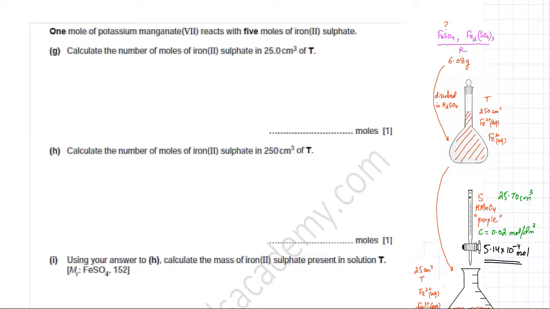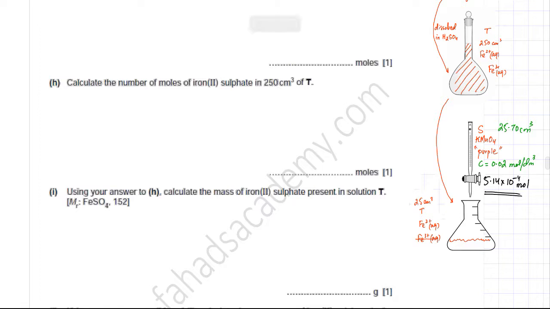In the next part, part G, the question states that 1 mole of potassium manganate 7 reacts with 5 moles of iron 2 sulfate. So he's given us the ratio in which potassium manganate 7 and iron 2 sulfate, or iron 2 ions, are reacting. So it's 1:5. So let me show that on the sketch over here. What the question means is that if you have 1 mole of KMnO4, then that would react with 5 moles of FeSO4 or Fe2+ ions.